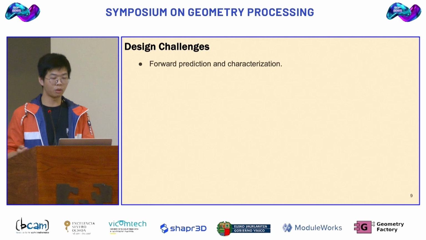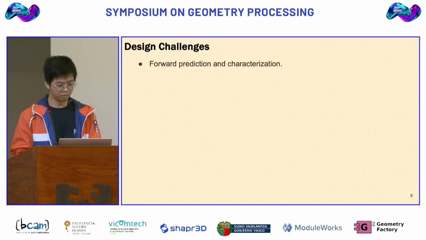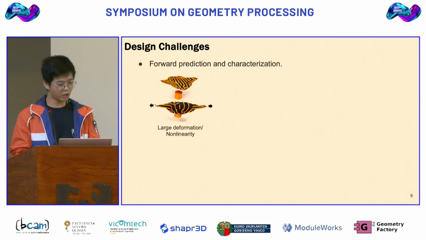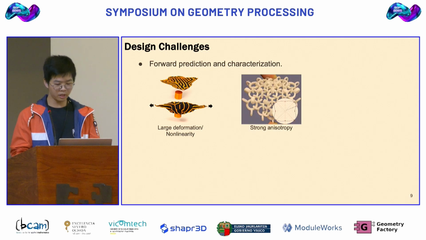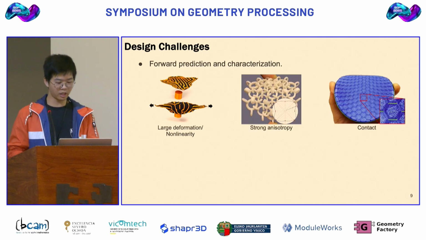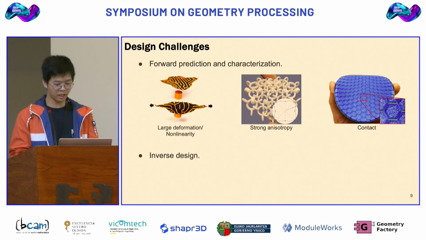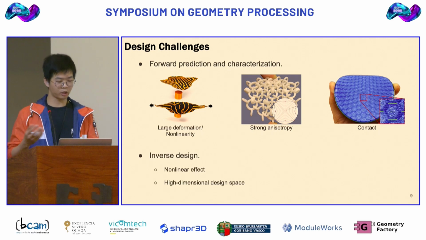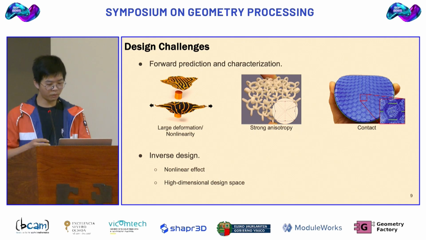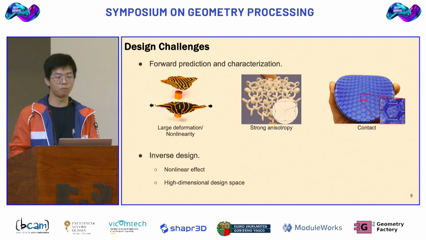However, designing metamaterial is still a non-trivial problem. First of all, metamaterials are characterized by large deformation, nonlinearity, strong anisotropy, contact, and other inherent nonlinear phenomena that are very hard to predict and characterize. And when considering the inverse design, parameters such as structure geometry have a nonlinear effect on material performance. In addition, these parameters can combine into a very high-dimensional design space that is very hard to explore with trial and error method. So in order to do this, we first need to forward predict the behavior of metamaterials.